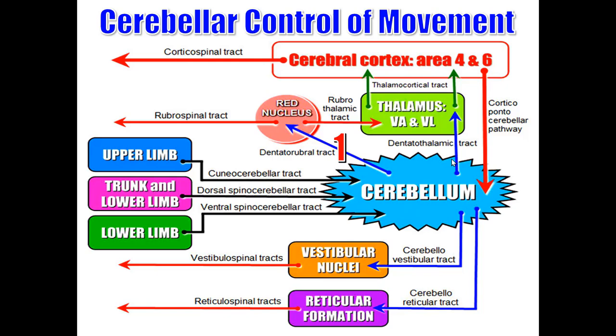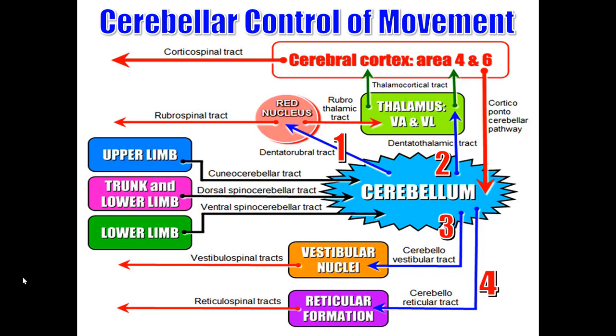Second one, to the thalamus, dentatothalamic, and from the thalamus thalamocortical fibers, and from the cerebral cortex area 4 and area 6 to the spinal cord, corticospinal tract. The third, to the vestibular nuclei, this is cerebellovestibular, and from the vestibular nuclei to the spinal cord, vestibulospinal tract. And the fourth, to the reticular formation, cerebelloreticular, and from the reticular formation to the spinal cord by the reticulospinal tract.